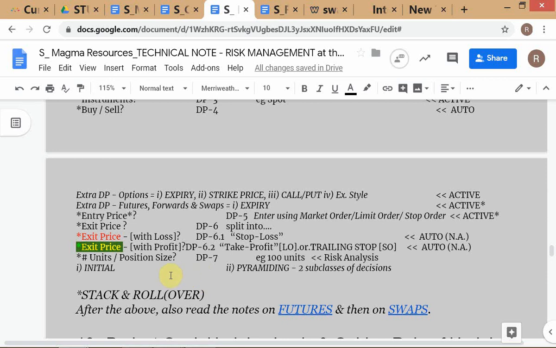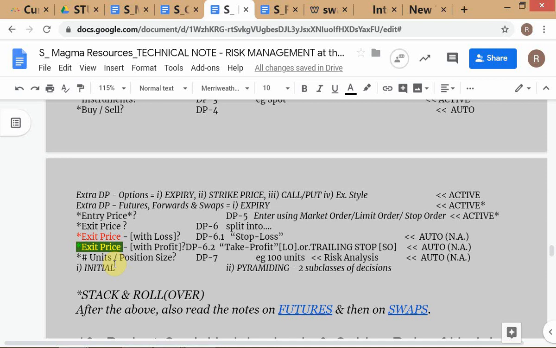Okay. So number of units of position size is also automatic in all cases, right? Exit price is also automatic for the same reason. Exit price with profit is also automatic. Basically, you don't get to exit based on whether you have profit or loss. In a static hedging program, you exit only when the underlying exposure rolls off.